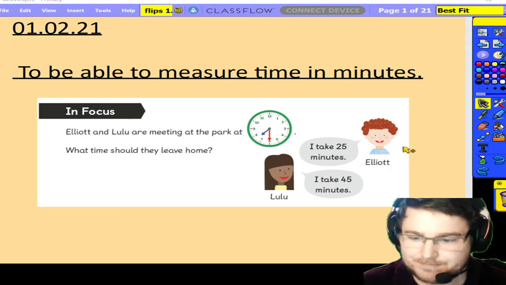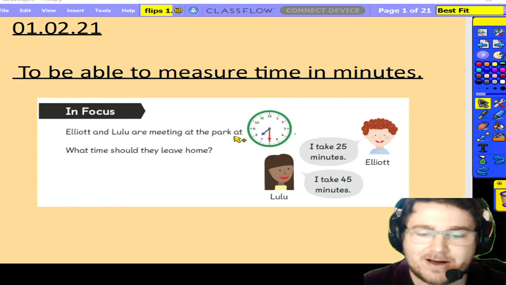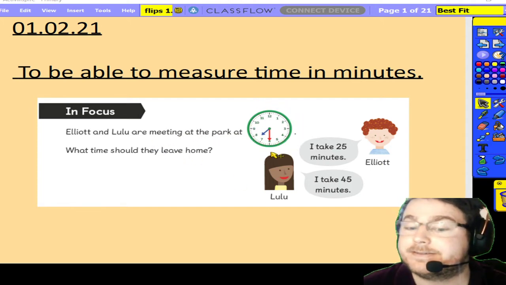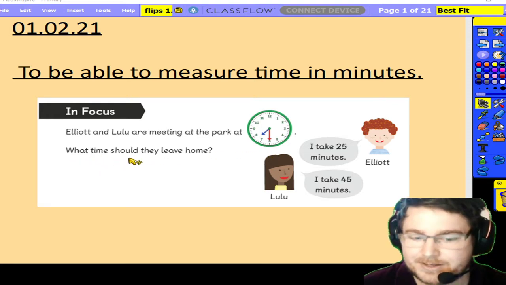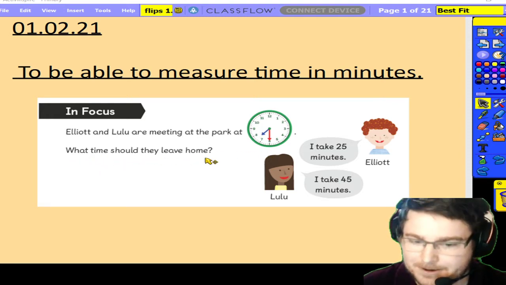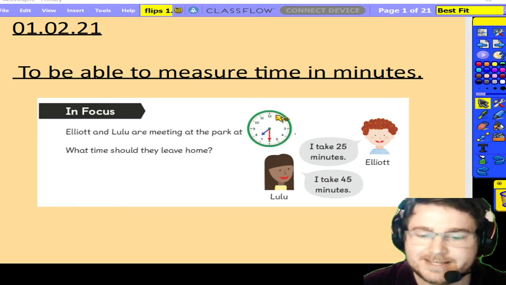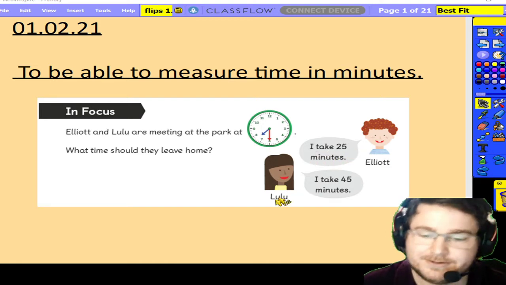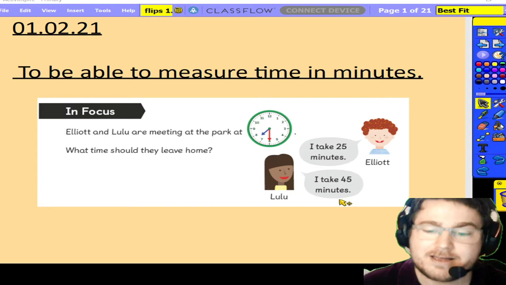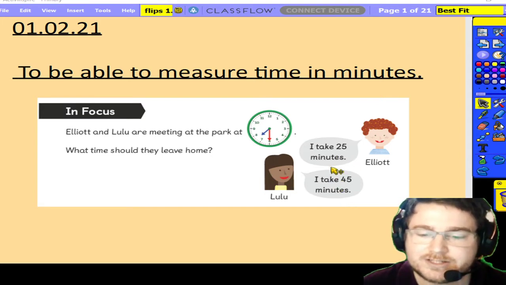Elliot and Lulu, here they are meeting at the park at this time here. What time should they leave home? Okay, so they need to be at the park at this time. Not going to say it. Elliot says, I take 25 minutes. Lulu says, I take 45 minutes. Okay, so we've got two different times to work out. What time does Elliot have to leave? And what time does Lulu have to leave?